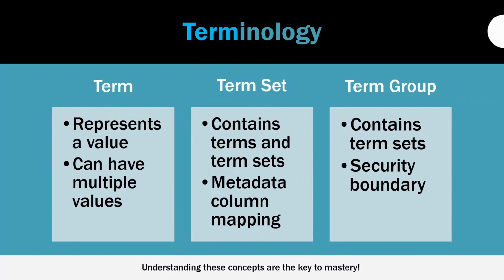The term set can contain terms, but it can also contain other term sets. So you could build out a hierarchy just within a term set. And the term set is the really important part in my opinion because this is what you'll map your custom columns to inside your lists and libraries. You don't map them to individual terms, you'll map them to term sets so that when users are adding a list item or a document, they'll pick the particular term that should be set as the value for that column.